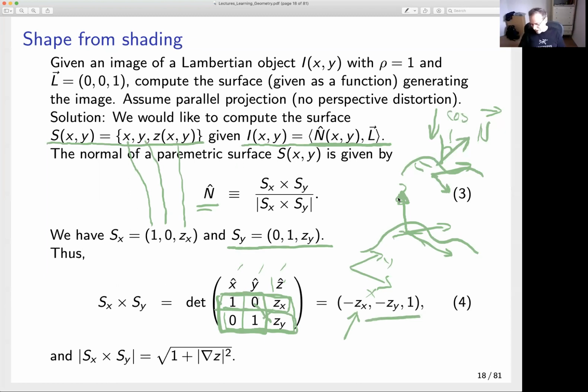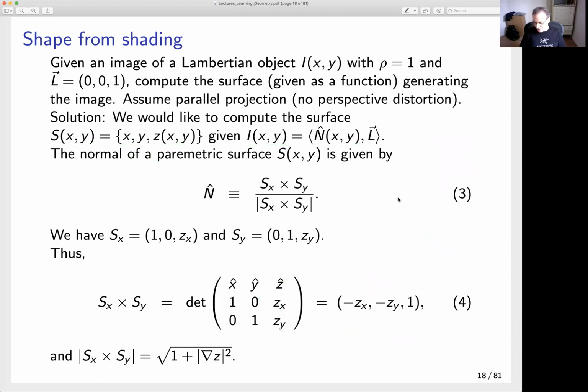And if I would like to normalize that, I need to write it as that vector divided by what? By the square root of 1 plus zx squared plus zy squared. Are you with me? This is something that you should have learned in your basic calculus, but if not, now you know how to do the cross product between two vectors on the surface, and the result is the normal vector, which is normal to the tangent plane. This is called the tangent plane to the surface at this point, okay?